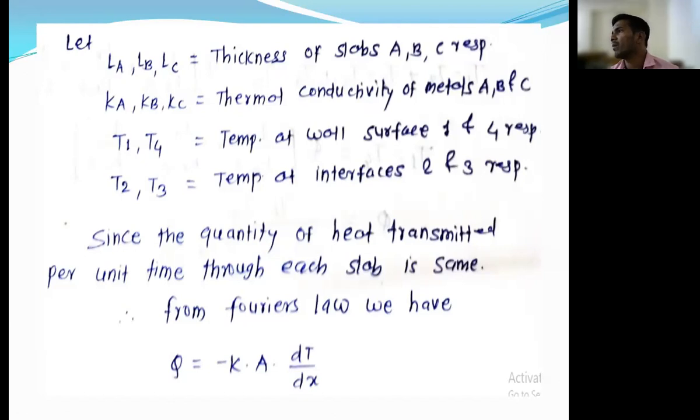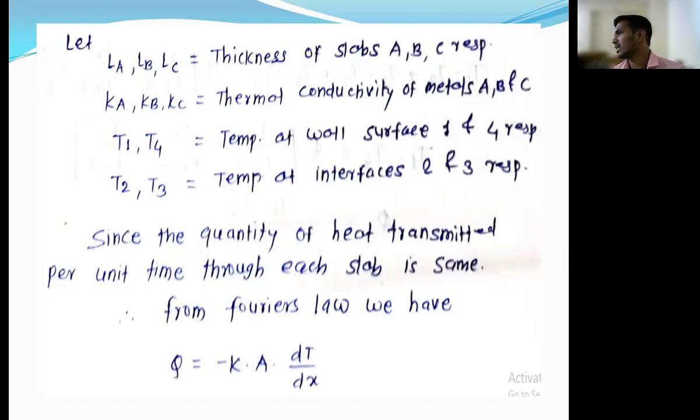Since the quantity of heat transmitted per unit time through each slab is the same. प्रत्येक स्लॅब मधून जी काय हीट ट्रान्सफर होणार आहे ती सेम असणार आहे. कारण लेफ्ट हँड साइड ला आपण Q लिहिलेला आहे. We have written at the right hand side also Q. So whatever the heat transfer takes place through each slab, that is same.